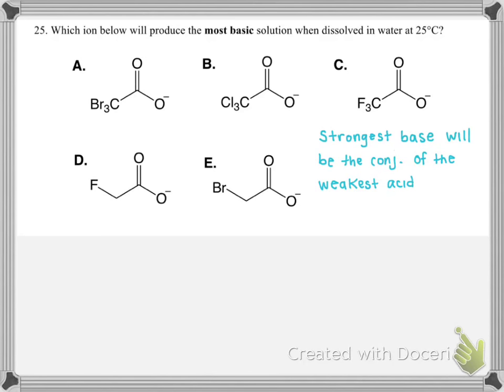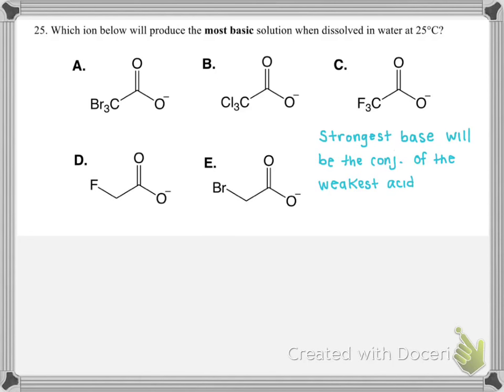Okay, last one. Almost there. So in this one, they want us to figure out which will produce the most basic solution when dissolved in water. Do you see how these are all molecules with a deprotonated oxygen? So all of the oxygens have a negative charge, meaning that they've lost a proton, or H+. And so these are all conjugate bases of some weak acids. And we know that relatively the strongest conjugate base will be the conjugate of the weakest acid.